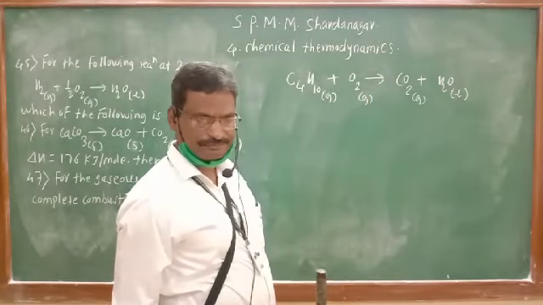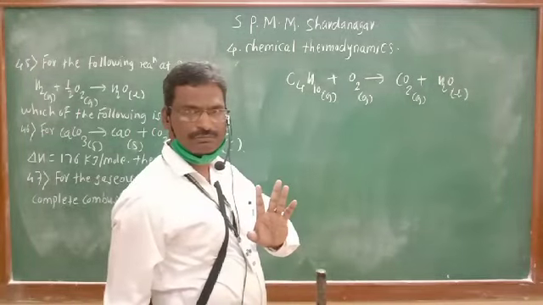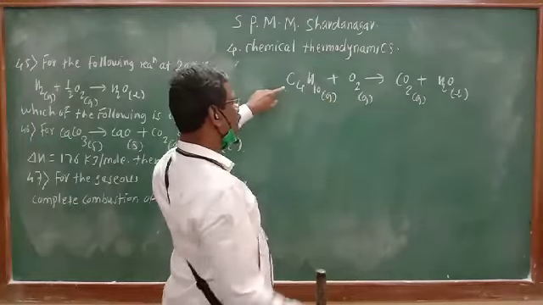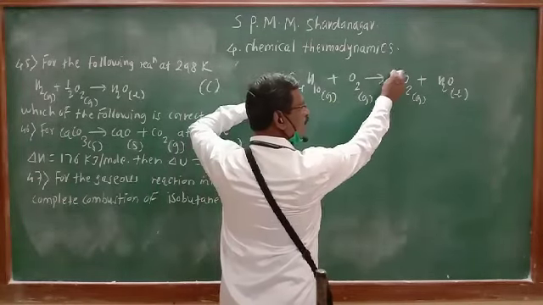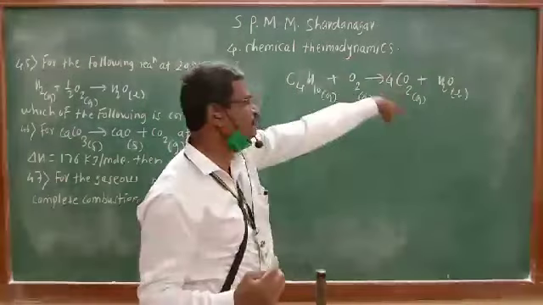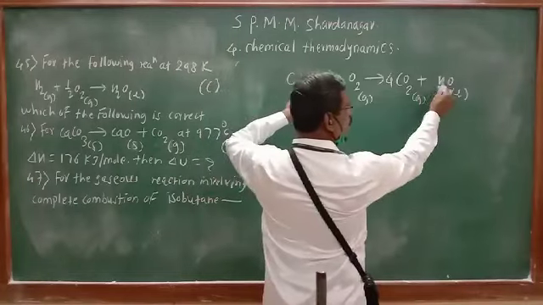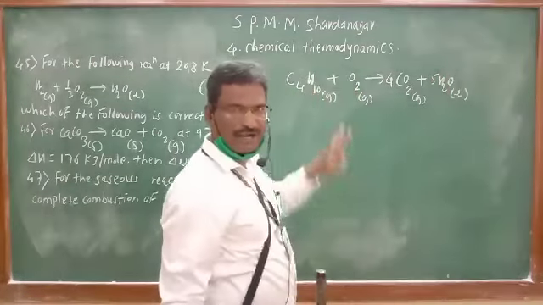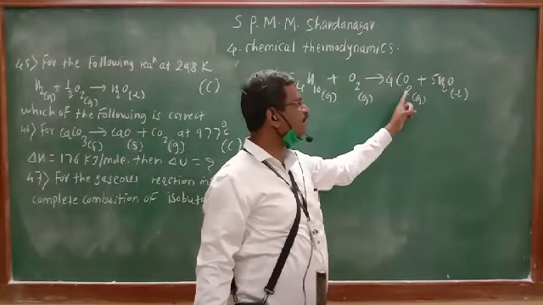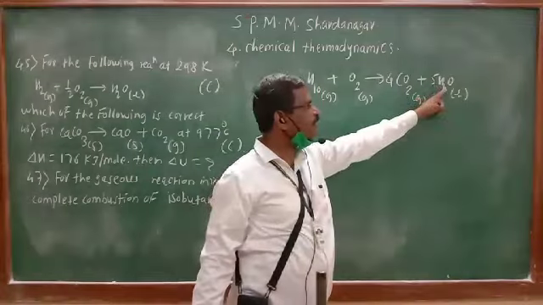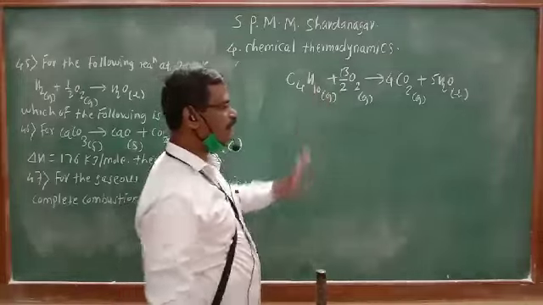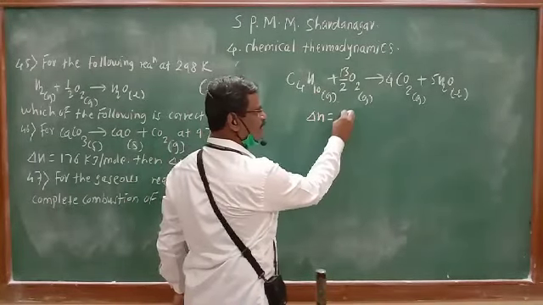Balance this reaction. How to balance this reaction? I have told you. First of all, balance the carbon atoms from left to right. So carbon 4, here it is 1 multiplied by 4. Now balance the hydrogen atoms from left to right. 10, 2, so multiplied by 5. And the third rule, balance the oxygen atoms from right to left. 4 to 8 plus 5, 13. So this is multiplied by 13 by 2, that is 6.5.